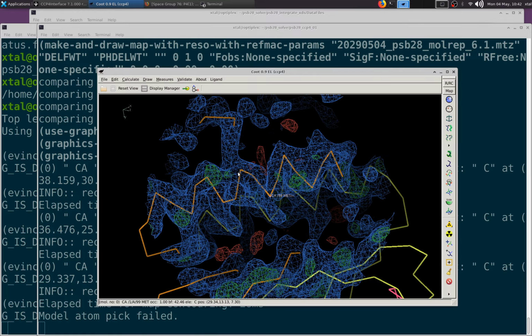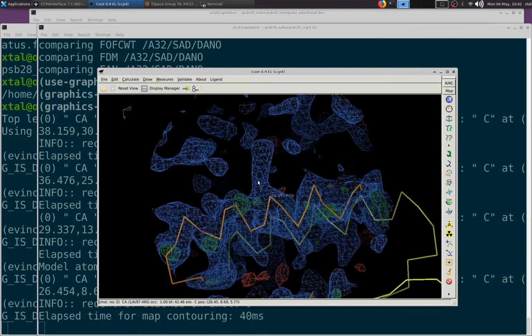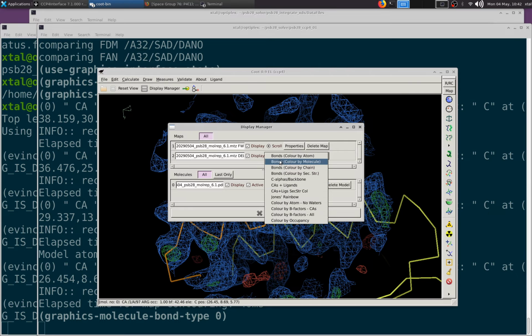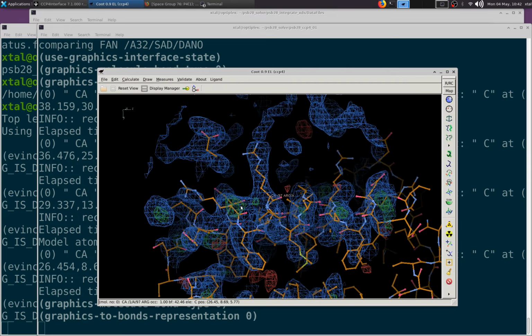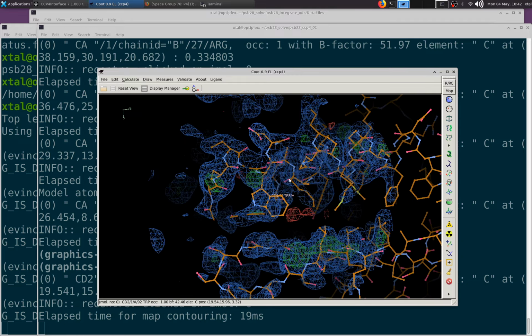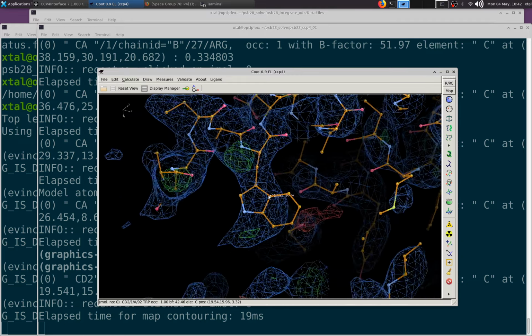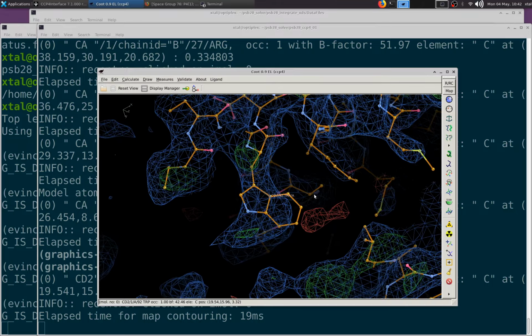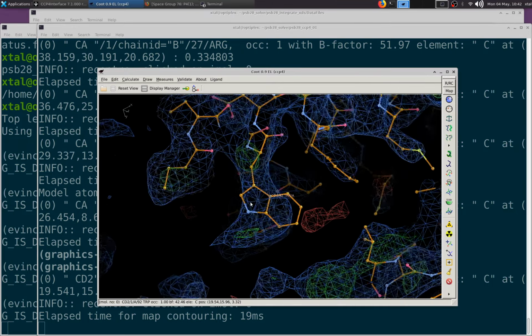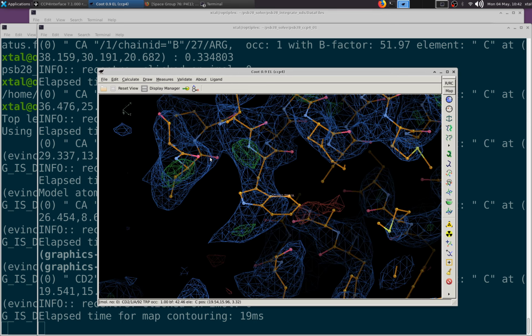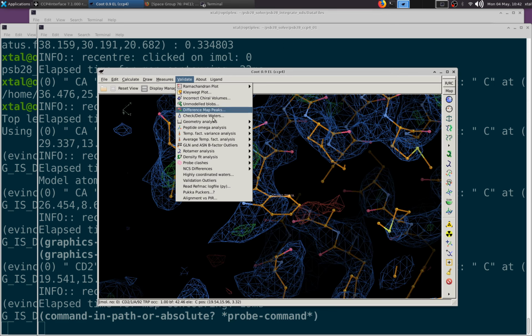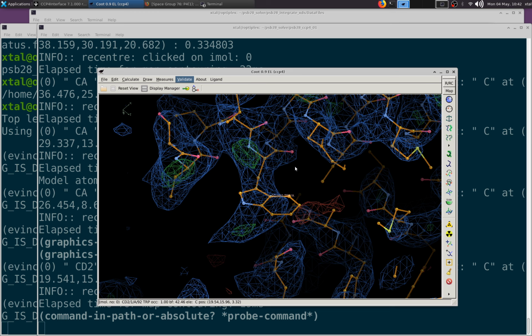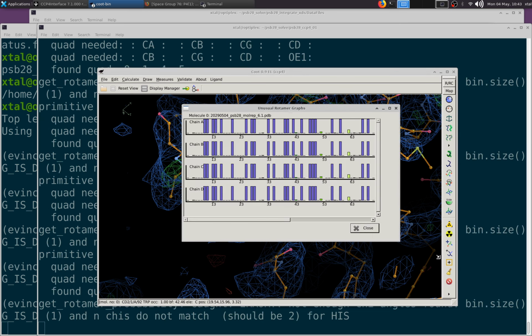Let's look in another place. That's an arginine. Is that complete in the model? Yes, it is. Okay. Here, for example, the densities may be telling me that this tryptophan needs to be flipped over. Let's find an incomplete residue. Rotamer analysis. Okay.